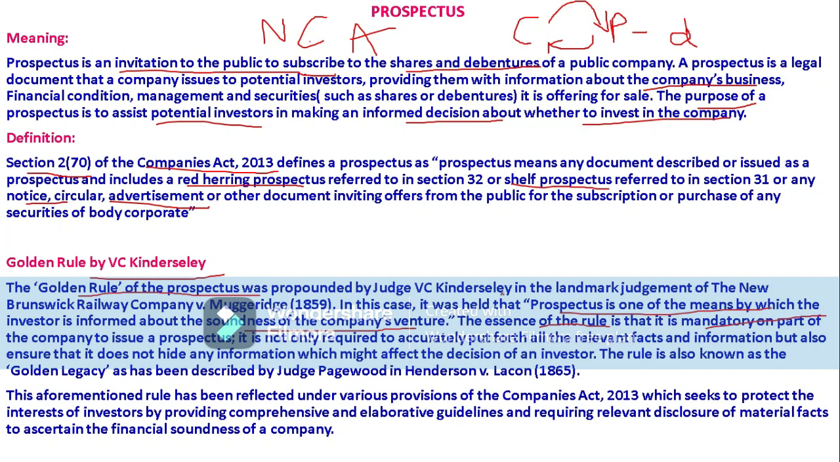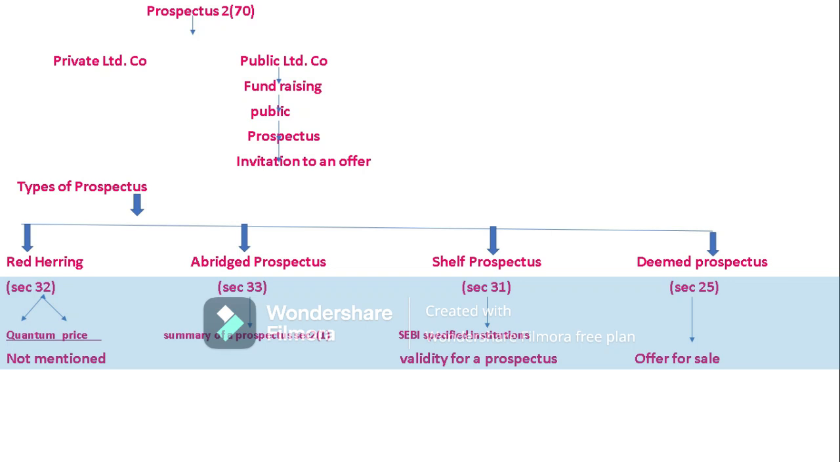Okay, prospectus means, according to Companies Act section 2 subsection 70, and we can see here we have three types of companies: private limited, public limited, and OPC, one person company. But here we will consider only the public limited company, because a private limited company has no right to go for a public issue. Therefore only the public limited company has been taken into consideration.